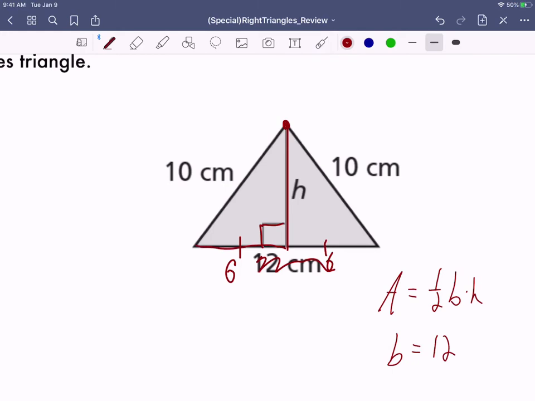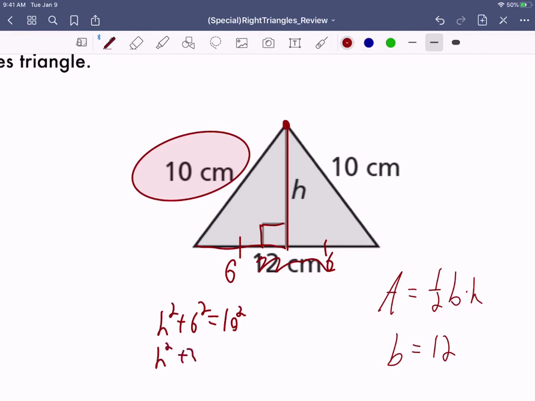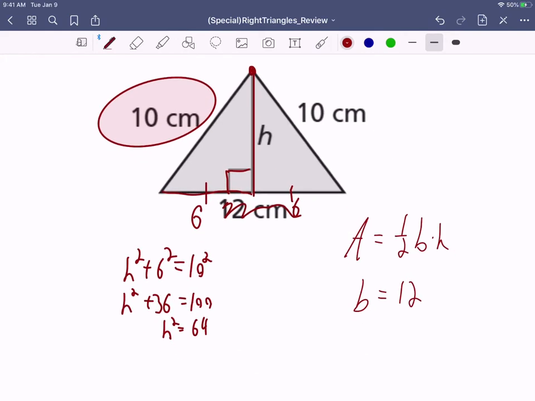So we have, this is a leg, h is a leg, 6 is a leg, and now 10 is our hypotenuse. I'm going to put a ring around there, that's fine. And you go h squared plus 6 squared equals 10 squared. Some of you may recognize the 6, 8, 10 again. This is h squared plus 36 equals 100. h squared equals 64 when you subtract 36 from both sides. And then h, when I take the square root of both sides, is equal to 8. So now h is equal to 8.